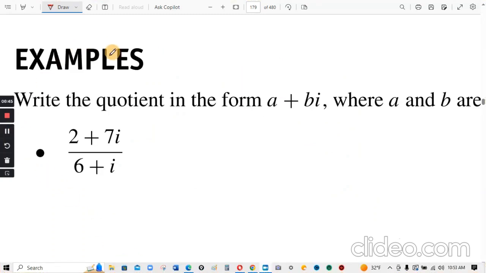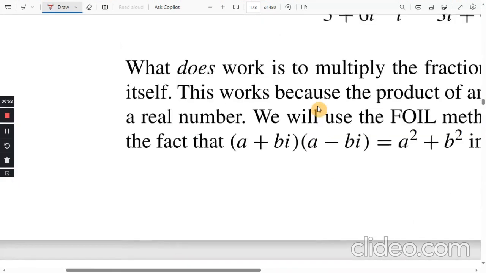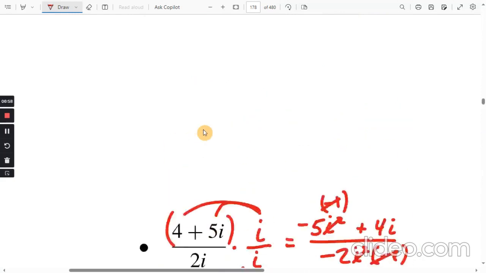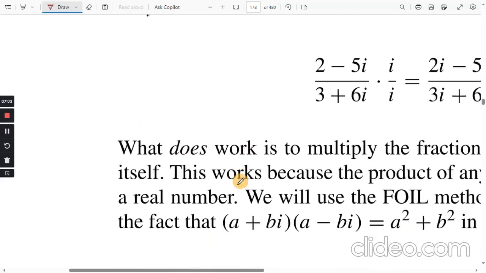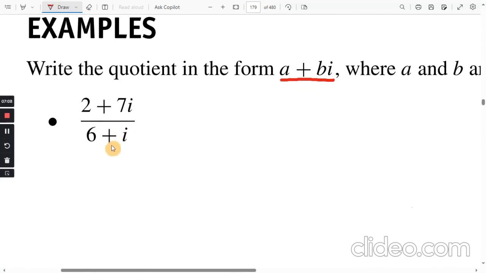All right, in this section here, we're doing the same thing. You want to write the quotient in the form of A plus BI. But in the previous examples, there was just one term in the denominator, just an I, and we can multiply by I over I. And now in these examples, there's two terms. Okay, what you want to do is multiply the denominator by its conjugate.